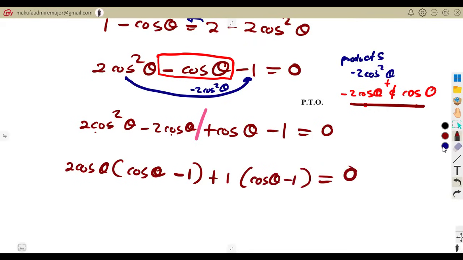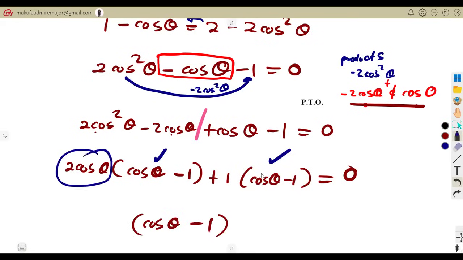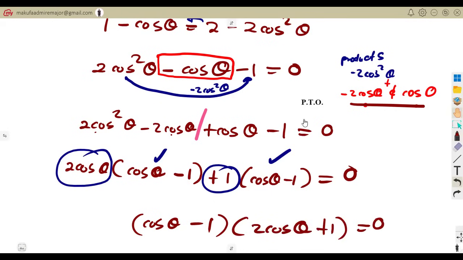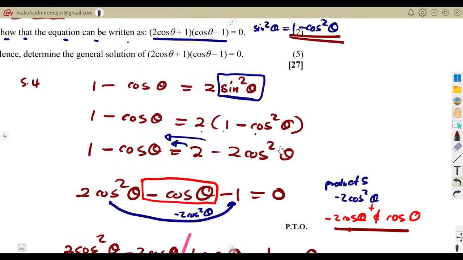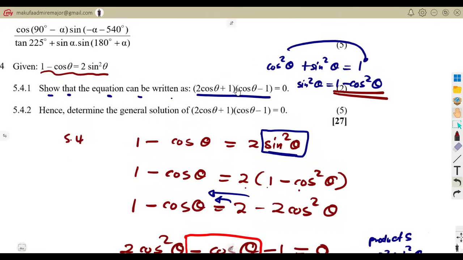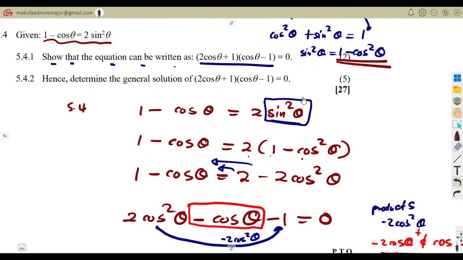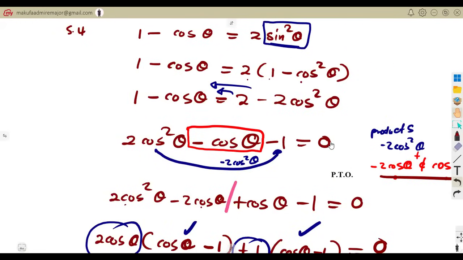That's equal to 0. So as we can see, guys, the two brackets are common. So factor the common bracket cos theta - 1. You remain with 2 cos theta and a +1 in another bracket. So it's going to be 2 cos theta + 1, that's equal to 0. So as we can see, this is exactly the equation that we're supposed to show, that you're given there. So like I said, how to factorize after this point, it's in your hands.